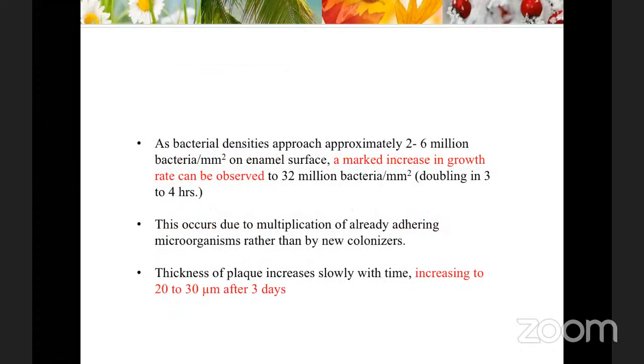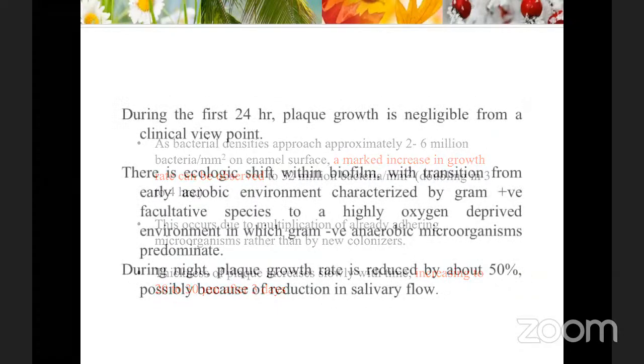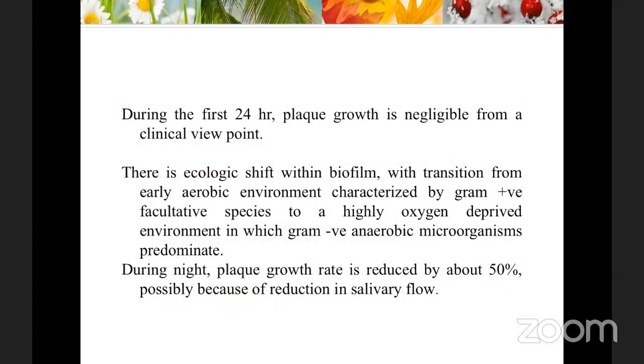These are the bacterial densities. And this occurs due to multiplication of already adhering microorganisms rather than by new colonizers. The thickness of plaque increases slowly with time, to 20 to 30 micrometers after 3 days. In the first 24 hours, plaque growth is negligible, and then there is an ecologic shift within the biofilm with transition.